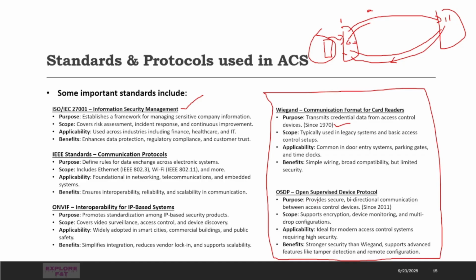OSDP provides secure bidirectional communication, as I told, between access control devices. Scope: supports encryption, device monitoring, multi-drop configuration. Applicability: ideal for modern access control systems requiring high security. Benefit: stronger security than Wiegand, supports advanced features like tamper detection and remote configuration. We'll discuss later, we'll show you the complete architecture for Wiegand and OSDP. So till now, this is okay. These are the standards which we are using in access control.